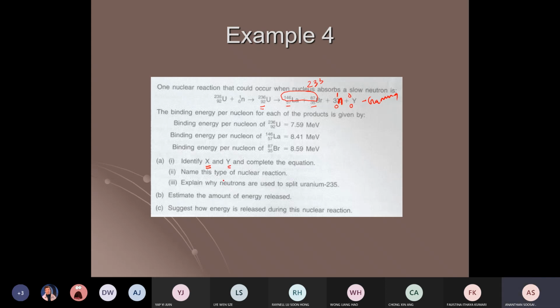And Y is a gamma ray, 0 0. Gamma ray is released. Those who got X is a neutron and Y is a gamma ray, good. Okay, A2. Name this type of nuclear reaction. Of course, this is nuclear fission. It's a fission, right? Okay, look at the third part, part 3.